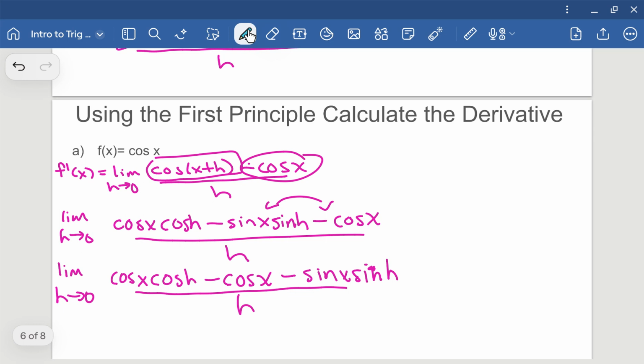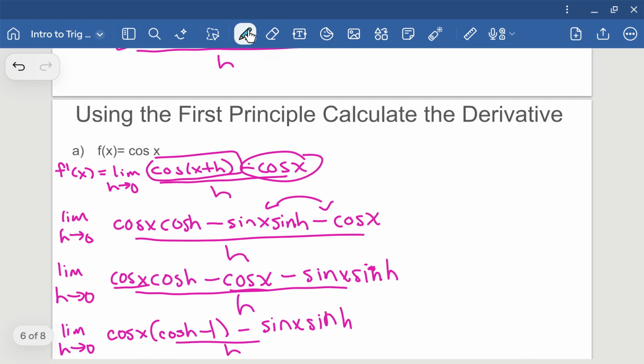Now I can simplify. I can take out a common factor. If I factor by grouping, I have the limit as h tends to 0 of the cos of x times, taking that out, the cos of h minus 1. And then I still have the sine of x times sine of h all over h. What I'm going to recognize once again is that if I separate each term over h, this first part here will equal 0, and on the other side, the sine of h over h will equal 1.